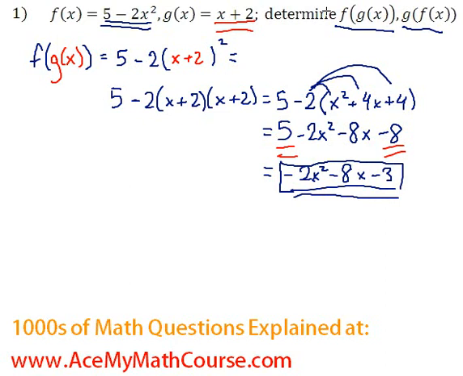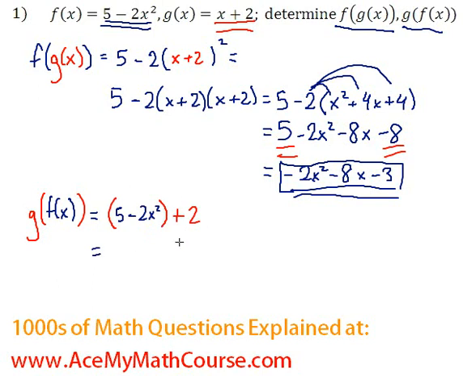Now let's do g of f of x. So g of f of x. Okay, so our g function is just the x, and I'll put it in brackets here, plus 2. And our f of x is just 5 minus 2x squared. So this function will be slightly simpler.